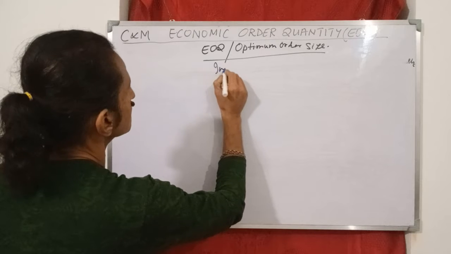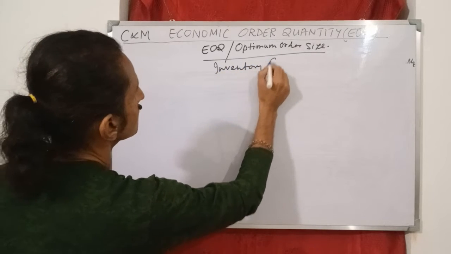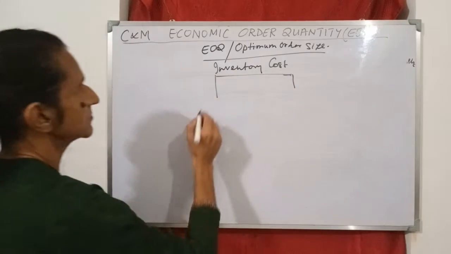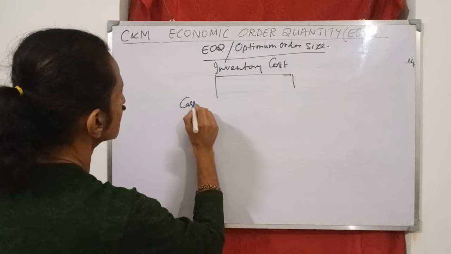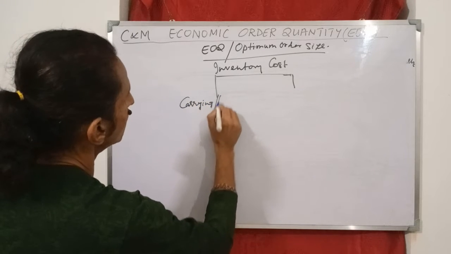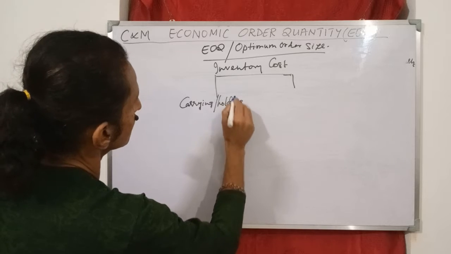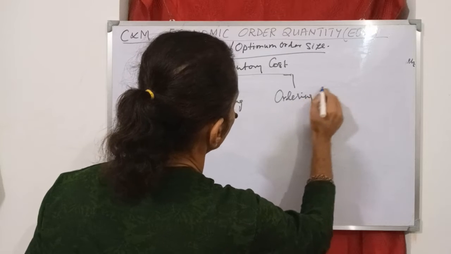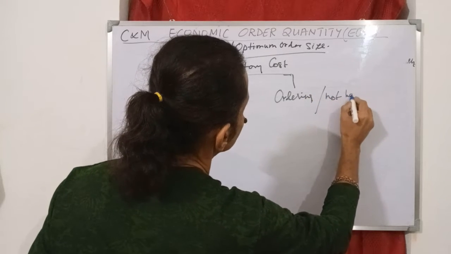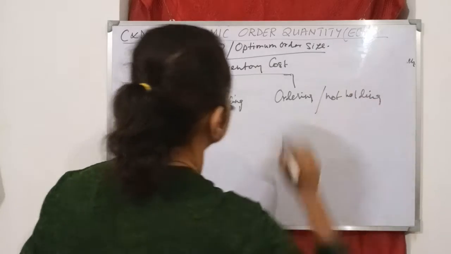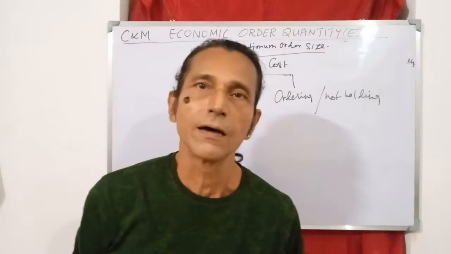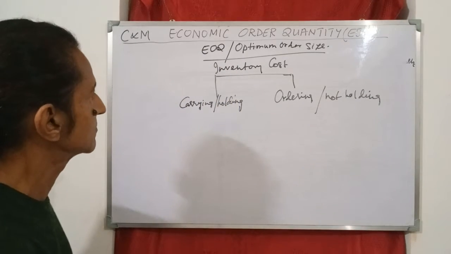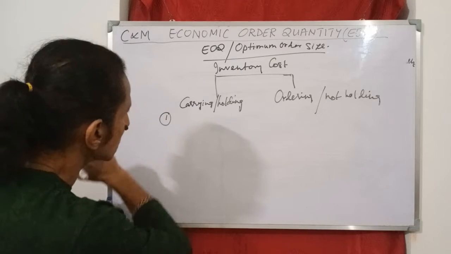So inventory cost has 2 categories. One is carrying or holding, and the other is ordering or not holding, right? Now if the firm carries the inventories, then these costs are involved.